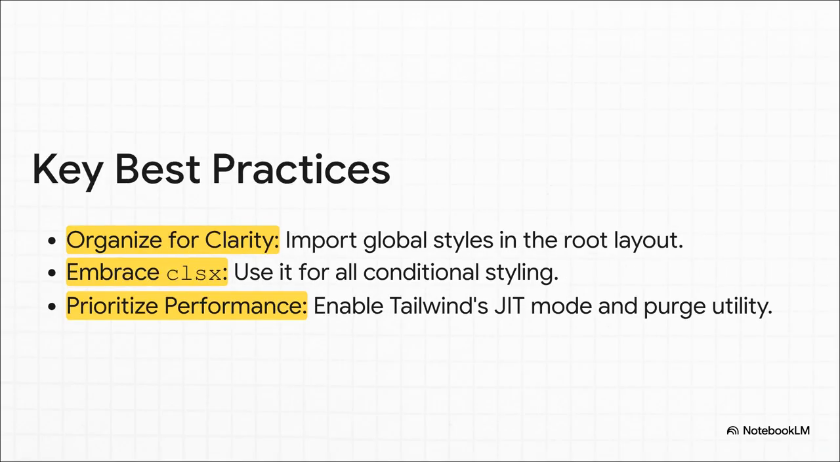And finally, let's just lock in 3 golden rules to live by. 1. Always keep your global styles in that root layout file. 2. Make clsx your best friend. Just make it a habit for any and all conditional classes. It'll save you so many headaches. And 3, and this is maybe the most important, double-check that Tailwind is set up to purge unused styles in production. This is what guarantees you're shipping the absolute smallest CSS file possible, which means a faster experience for your users.